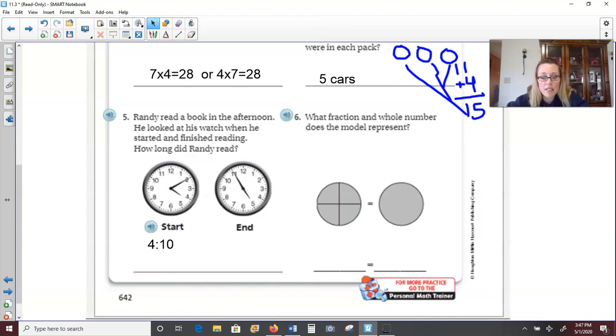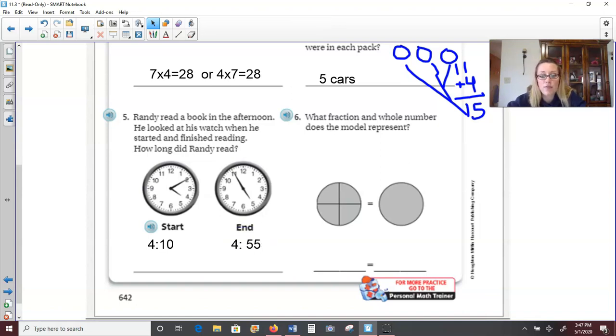And then the ending time, ooh, look, we're in the danger zone. We're on the 11 with our minutes. So the hour hand looks to be on the 5, but it's not quite there yet. It's between the 4 and the 5. So we're still in the 4 o'clock hour. And when our minute hand is on the 11, remember we count by 5s all the way around. And it would be 55.